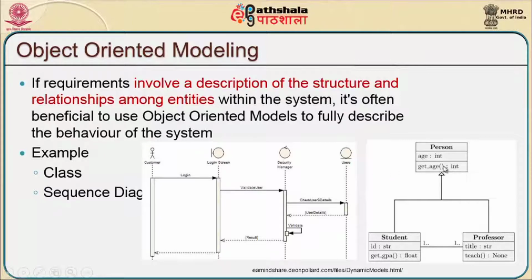Likewise, I have one other diagram which is called a class diagram, which involves a person whose age is mentioned as integer and get age as integer. So these are being inherited by either a student or a professor who has a relationship like 1 to 1. So these kinds of representations give us a lot of comfort, thereby representing the relationship between two different entities. So thereby we can clearly describe the behavior of the system. This way of projecting is called UML, which is Unified Modeling Language.